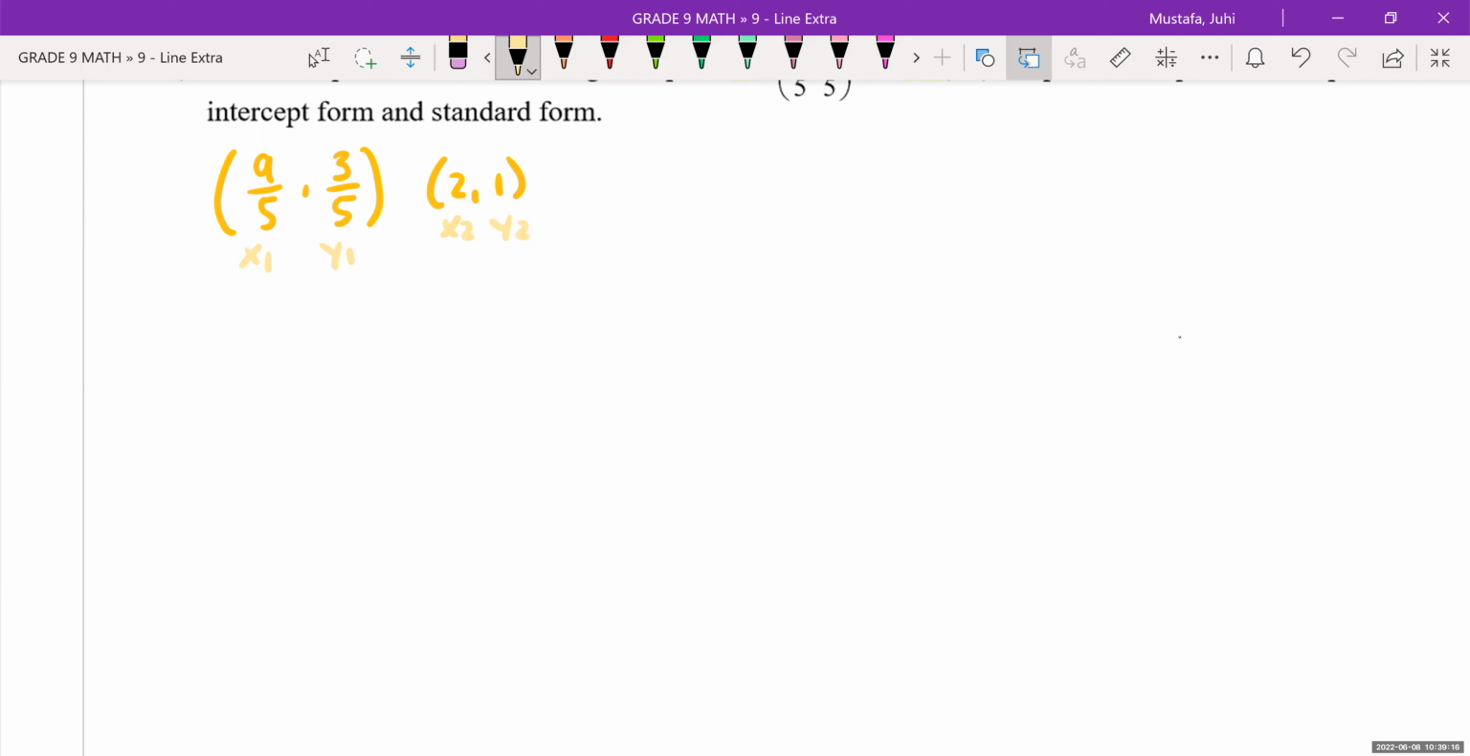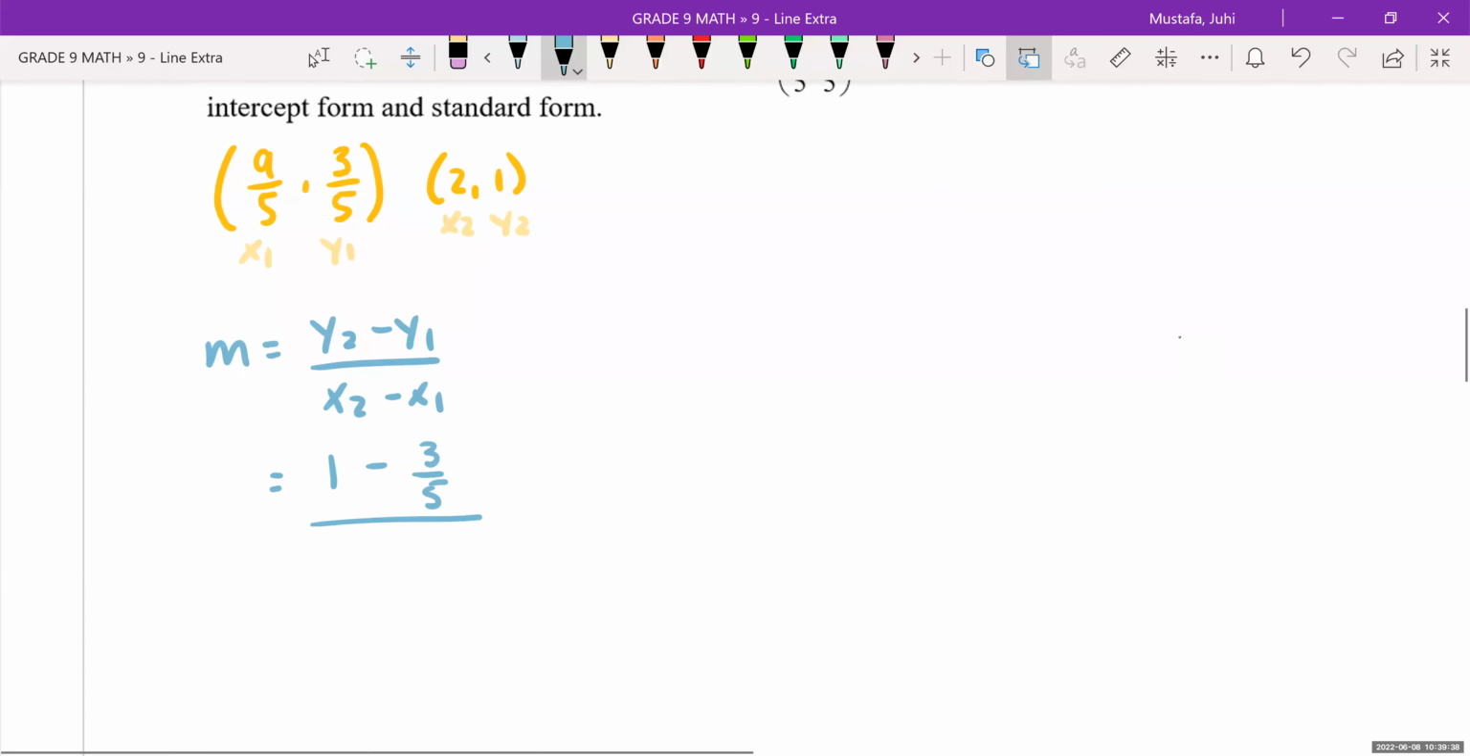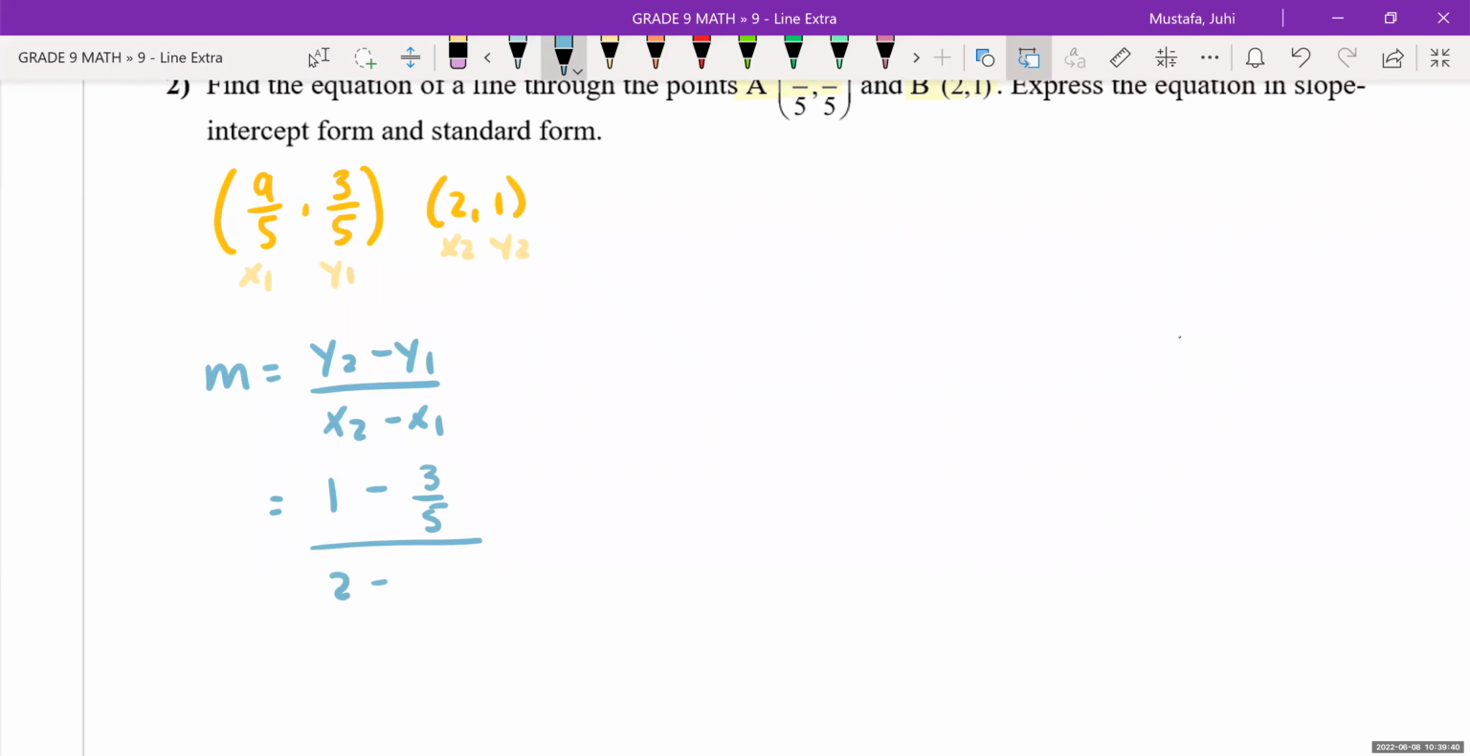We will write out our formula for slope, which is m. So m is equal to y2 minus y1 over x2 minus x1. This is going to be 1 minus 3 over 5 all over 2 minus 9 over 5.